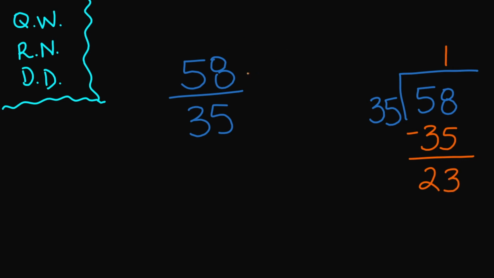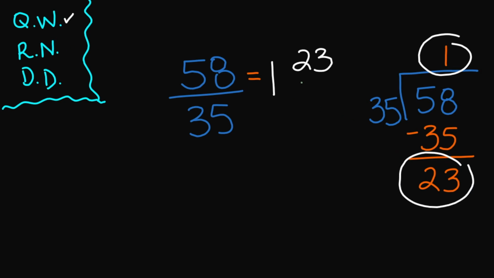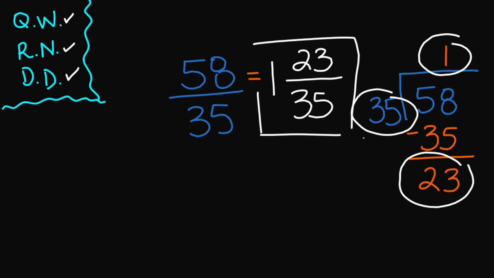So let's go ahead and set this up. So first we have our quotient. That's going to be our whole number. This is our quotient here. This is going to be our whole number. Next, the remainder is going to be our numerator. This is going to be our numerator. And then you have your divisor, which is your denominator. So that's going to be over 35. So this is your final answer.